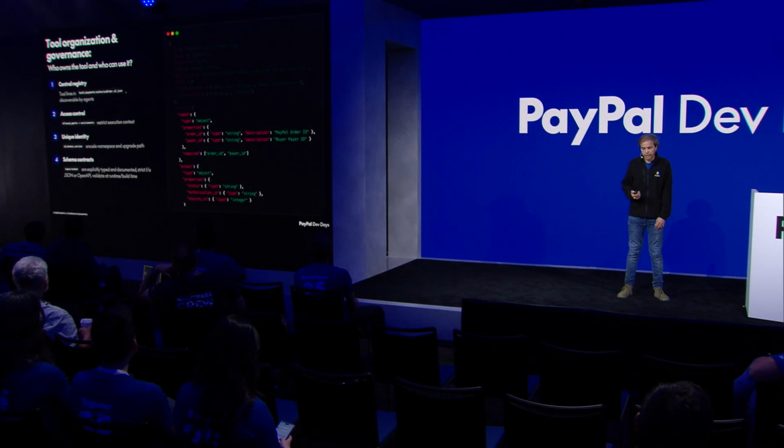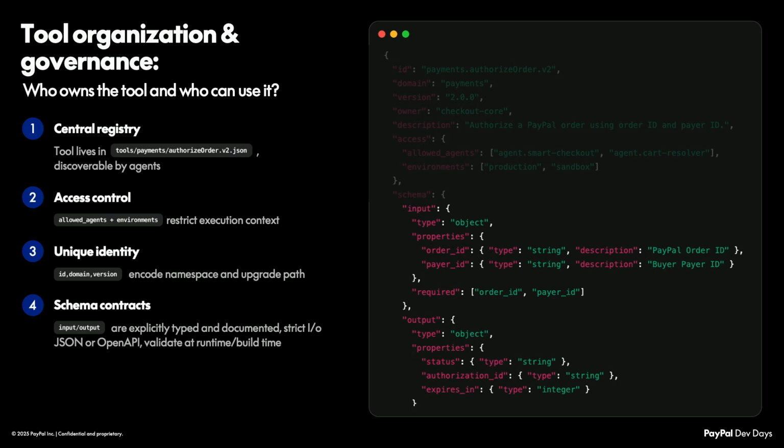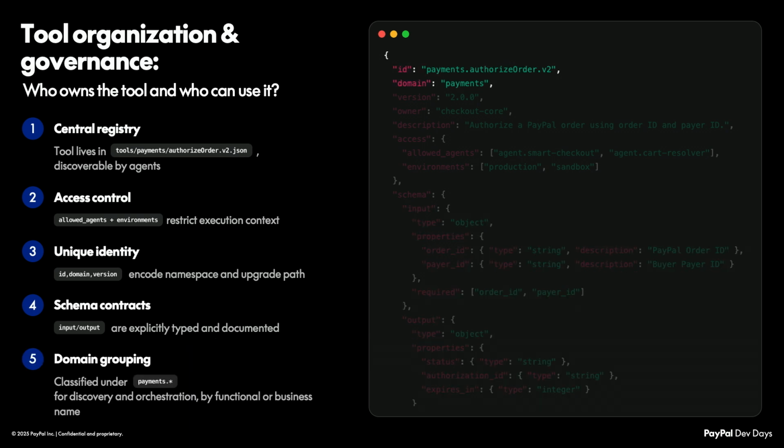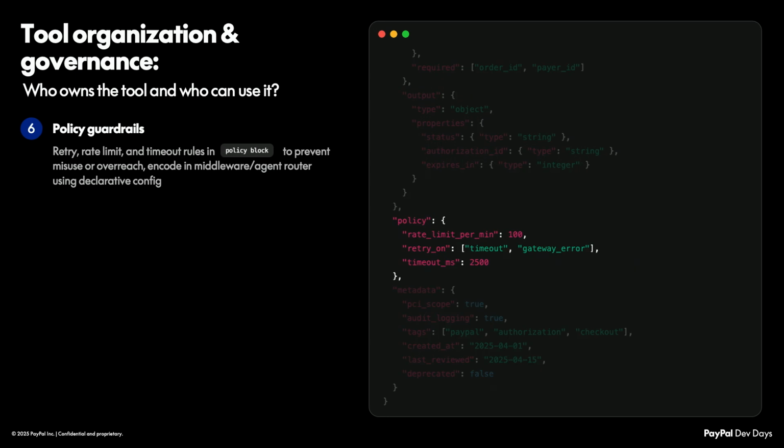We want to be able to validate that at runtime and build time, because there is contextual relevance that comes through it. So what you see here is basically an input, and then there's a type of object, and then you see a very specific schema contract that's actually described to the right side. Domain grouping. Because this is related to payments, the example here, we are classifying that as under payments.star. This, again, helps for easy discovery and orchestration. And a good guideline there is to define it by function name or by business name.